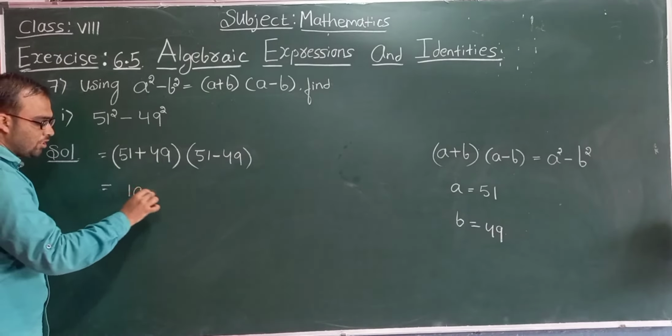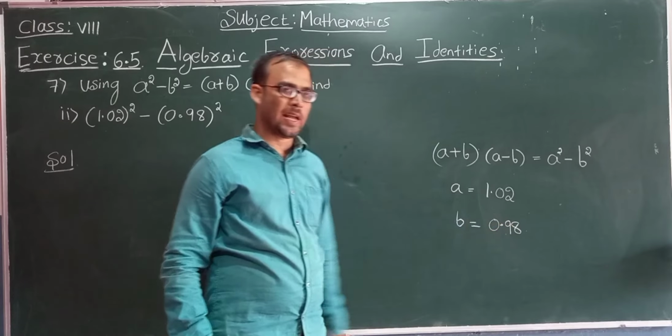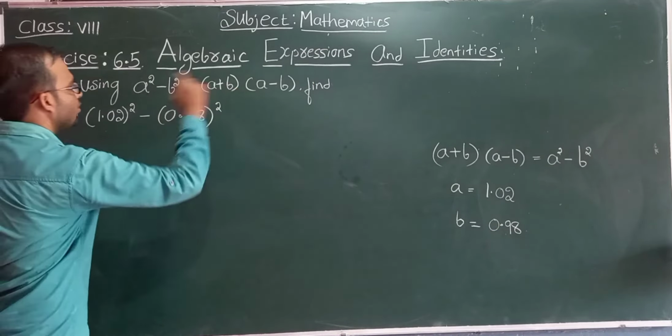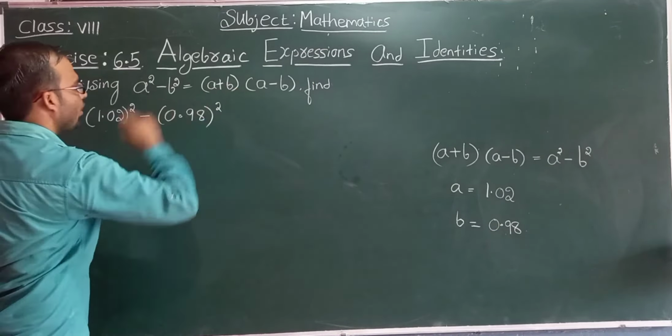Students, let us solve the second question. What they have given: 1.02 whole square minus 0.98 whole square. Now we need to find the value of this using the identity a square minus b square. Here it is of the form a square minus b square. It means a means 1.02 and b means 0.98. Now we will write this in the form of a plus b into a minus b. Now in place of a, what is there?